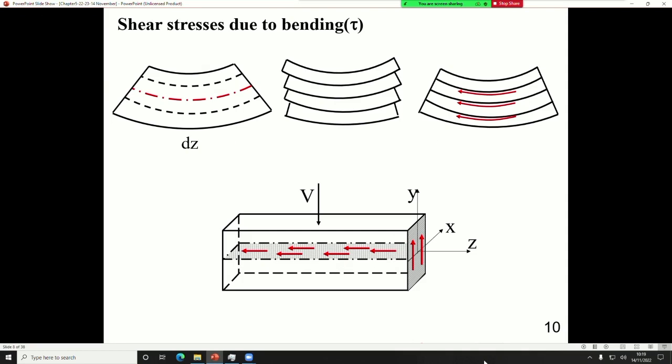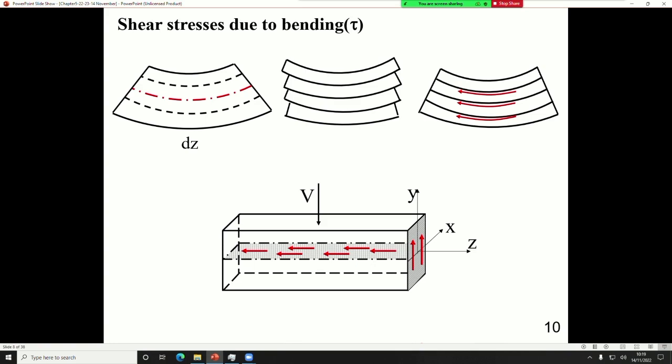So what do we conclude from slides 9 and 10? If I have a beam subject to pure bending moment, then the cross-section is just subject to normal stresses. If I have a beam subject to lateral shear force or distributed load, not only do we have normal stresses acting on the cross-section, we also have shear stresses on the cross-section and in the longitudinal direction of the beam.